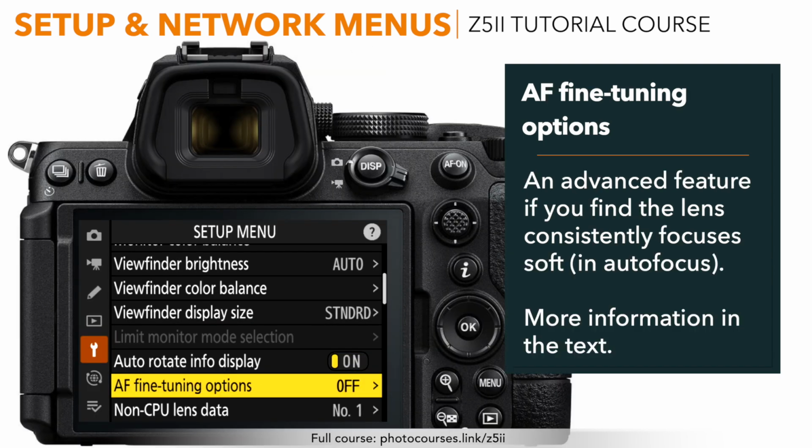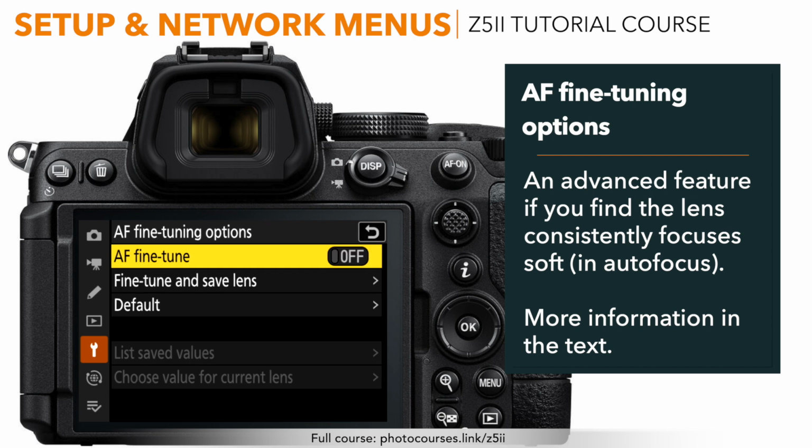The AF fine tuning options is a somewhat advanced feature that you might want to look into if you ever find that your lens consistently autofocuses soft. So it's not as sharp as you think it could be. Now, before you do that, make sure that you identify it is indeed the lens itself focusing and not that it's your own focus technique or your shutter speed is too slow. If you do identify that it's where the lens is focusing, you can read more detailed instructions about how to go through this process in the text for this video.